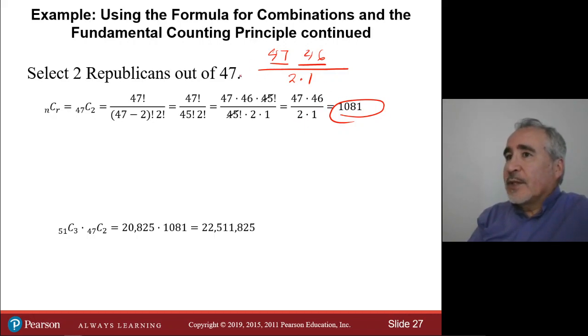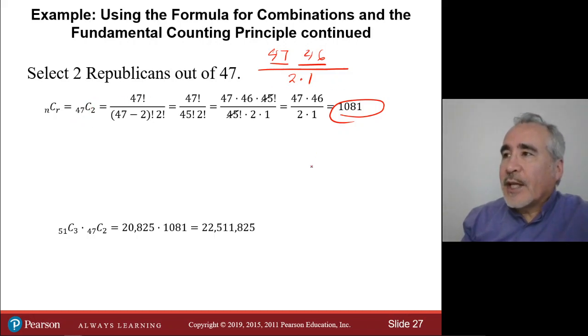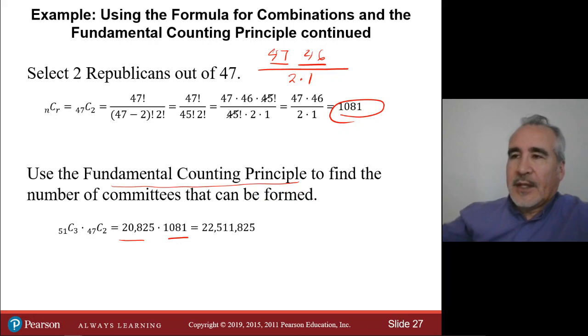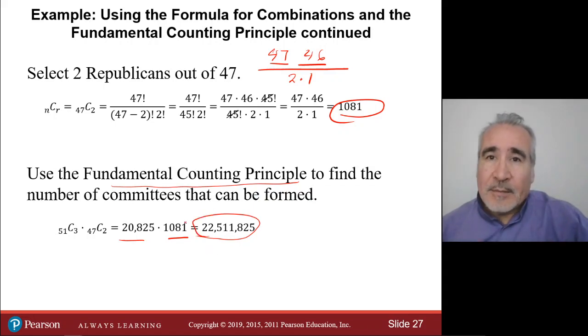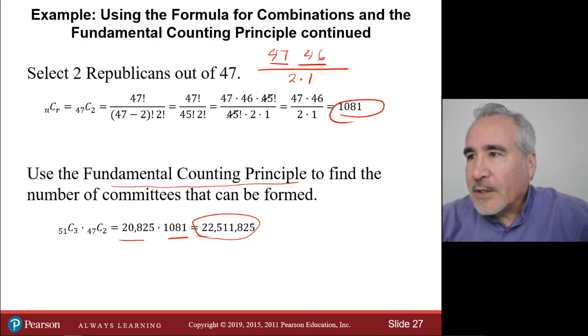This method just jumps to it. This takes a little longer to get there. Of course, if you're using the calculator, you plug this in and you get there, so that's okay. And then what we do is we use the multiplication, our fundamental counting principle, which I like just calling the multiplication principle. You just multiply those two, because there's this many choices for the Democratic side. Each one of them has 1,082 different choices that could have happened on the Republican side. So that's still 22 million different committees. And we still haven't included the independents. That's taxation without representation, something like that.